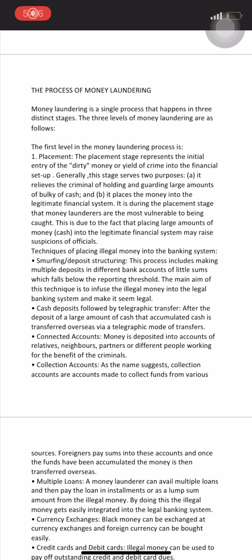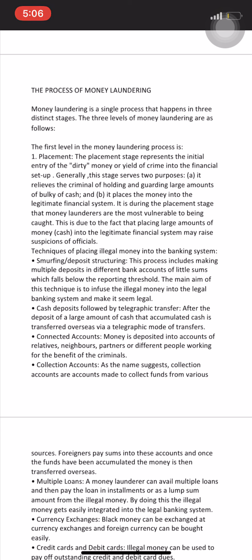So, the topic for today is the process of money laundering. It's also a very important topic. I have explained money laundering in my previous video, and I'm going to explain the process of money laundering, how the money launderers carry out money laundering. The process of money laundering.